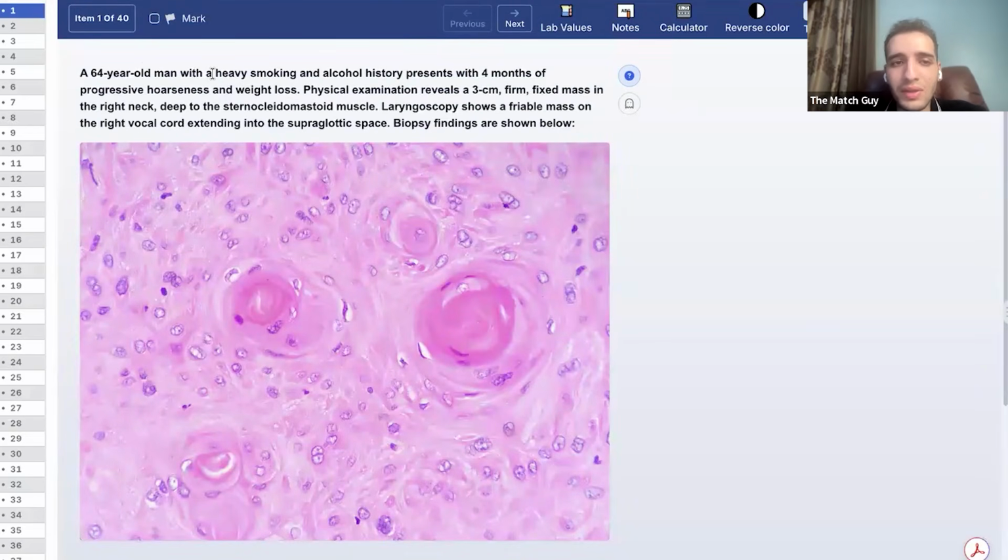So they are telling you a person, he is very old with a heavy smoking and alcohol history, present with 4 months history of progressive hoarseness and weight loss. Physical exam reveals a 3 centimeter firm fixed mass in the right neck.